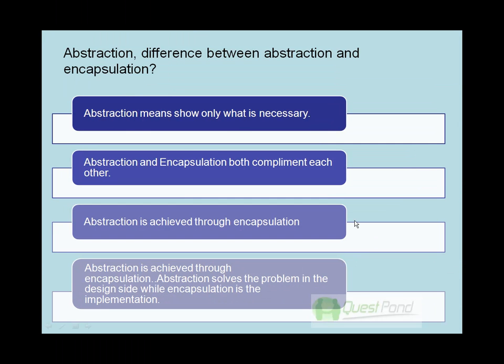So now we have defined encapsulation, where we said that encapsulation is nothing but hiding complexity. Now let's try to see what's the definition of abstraction. Abstraction means that you need to only show what is necessary. So only show what is important or what is necessary to the end user or to the UI developer. Now, if you look at both of these definitions, abstraction says show only what is necessary, while encapsulation says hide the complexity. Both of them look very much similar.